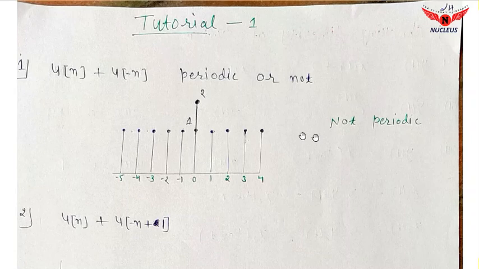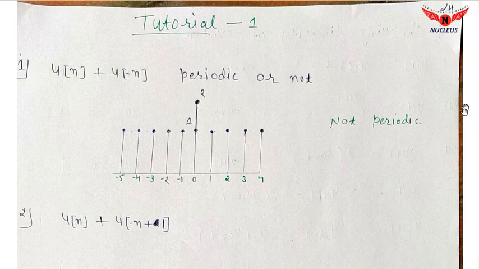So this is part of u1, and to find u minus n, the time reversal property will apply, and this is the part of u minus n. Whenever you add these two functions and put n equal to 0 in this one and this one, u0 is also 1, and u minus 0 is also 1. So 1 plus 1 we will get 2. So you can see here the signal is not periodic. So this is not periodic.